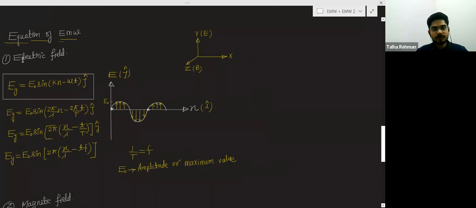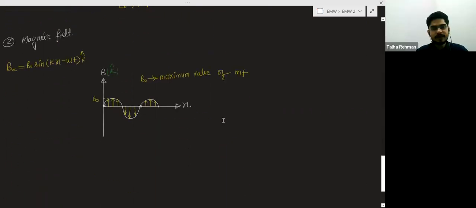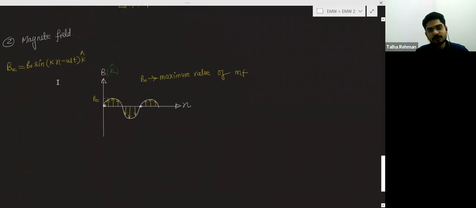This is the equation of the electric field in the electromagnetic wave, and the electric field is oscillating along the y direction. Similarly, you can write for the magnetic field, like you have written for the electric field. But there is no requirement, so I am not writing it.